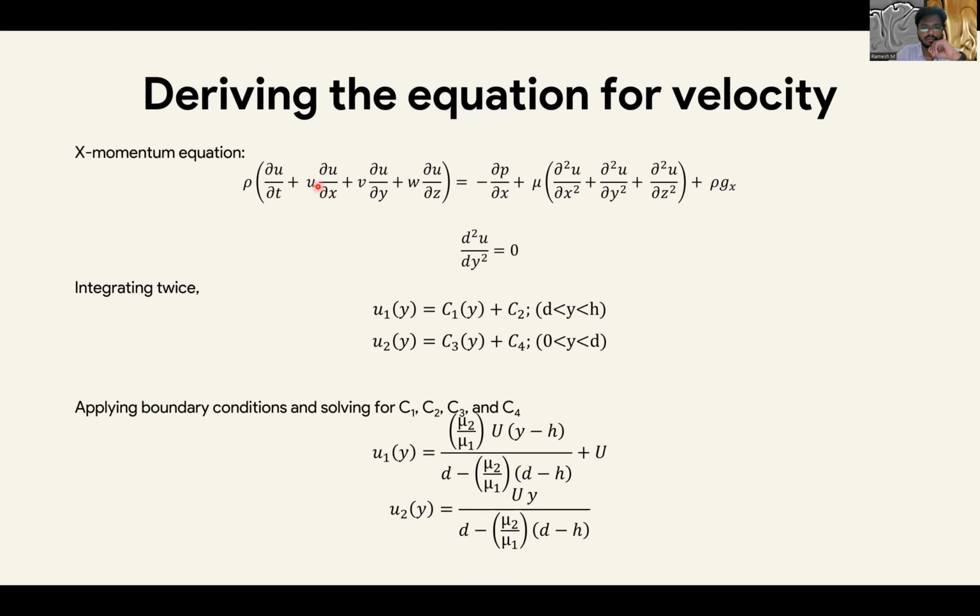So from the x momentum equation, we reduce it based on our assumptions, and integrating twice, we get u1 and u2 as a function of y. Applying the boundary conditions to get c1, c2, c3, and c4, we get these two equations for u1 as a function of y and u2 as a function of y. So u1 is the fluid one's velocity, and u2 is the velocity of the second fluid. Fluid one varies from d to h, and fluid two varies from 0 to d.